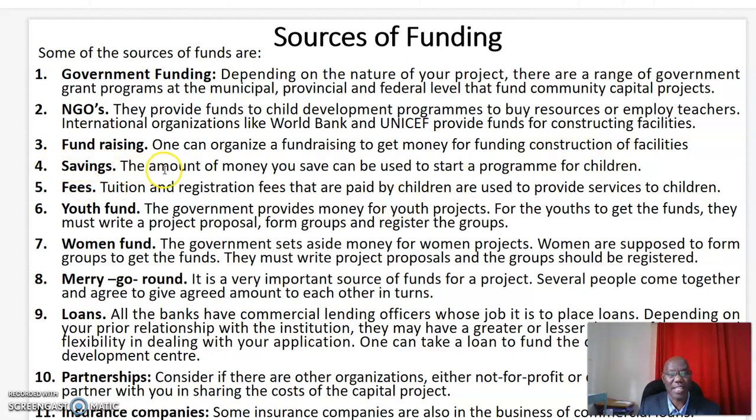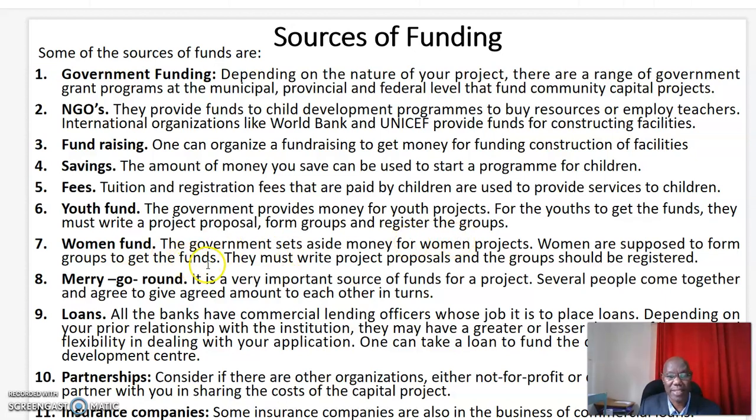Savings. This is the amount of money you save, or you can save, so that you can start a program for children. Fees or tuition fees. Tuition and registration fees that are paid by children can also be used to provide services to children or even make constructions. Youth fund. The government provides money for youth projects. For the youth to get these funds, they must write a proposal, form groups, and even register the groups.